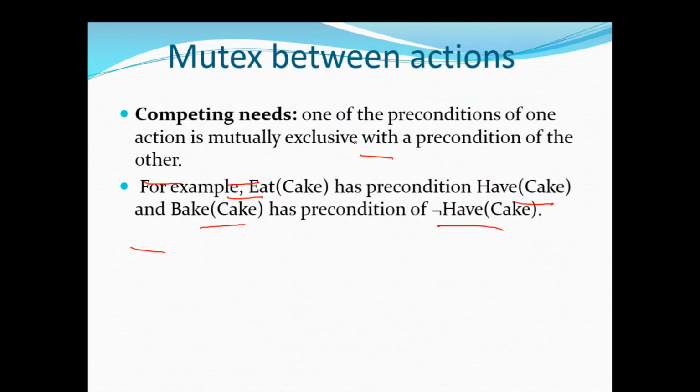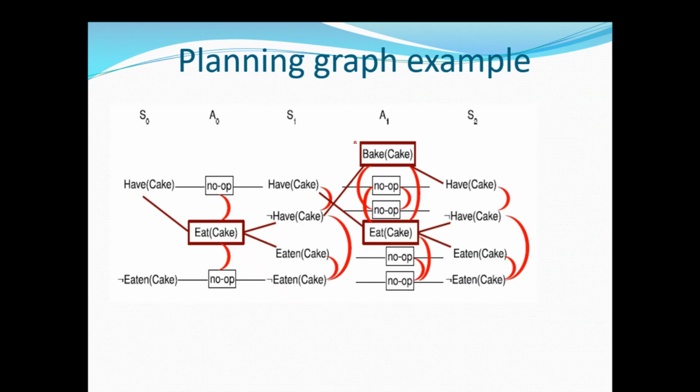Okay. So here is the complete planning graph. Initially, if you see at S0, there is only one piece of info we have, which is have cake. But have cake also implicitly means not eaten of cake. Now with have cake, you can apply no operation. When you apply no operation, the result is also have cake. Similarly, for not eaten of cake you can also apply no operation. The result is also not eaten of cake.